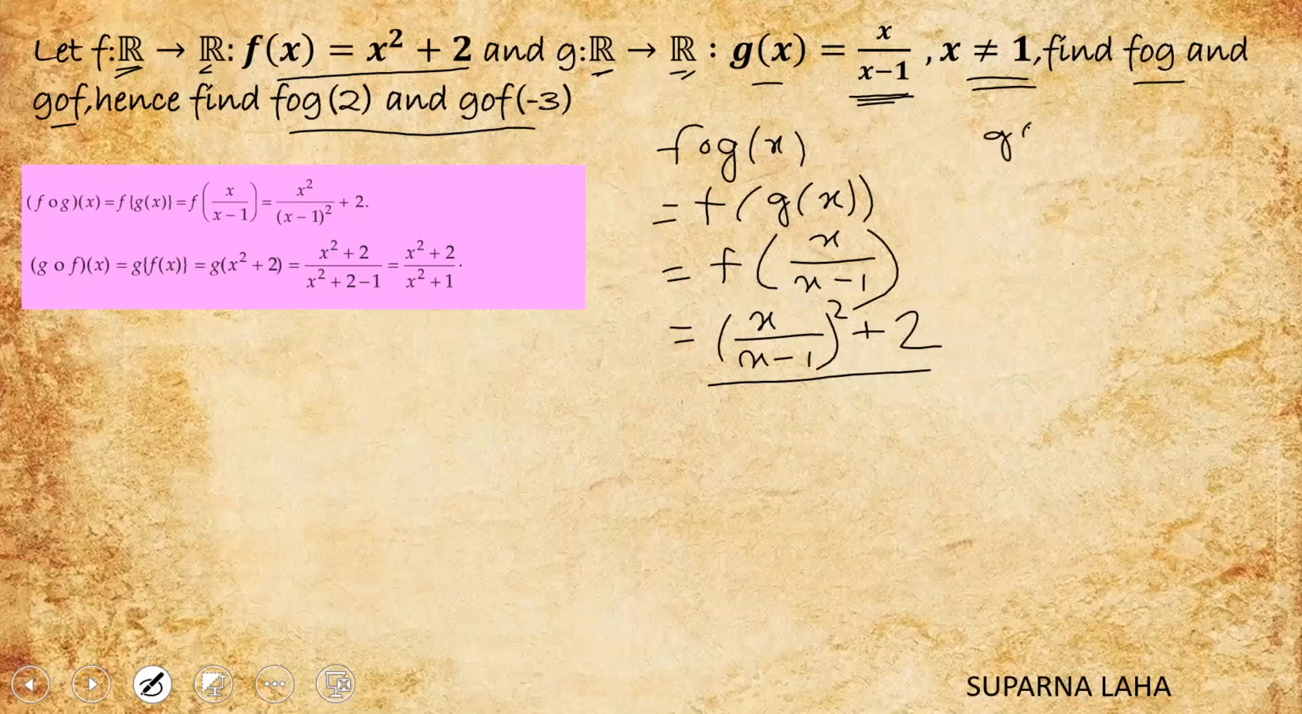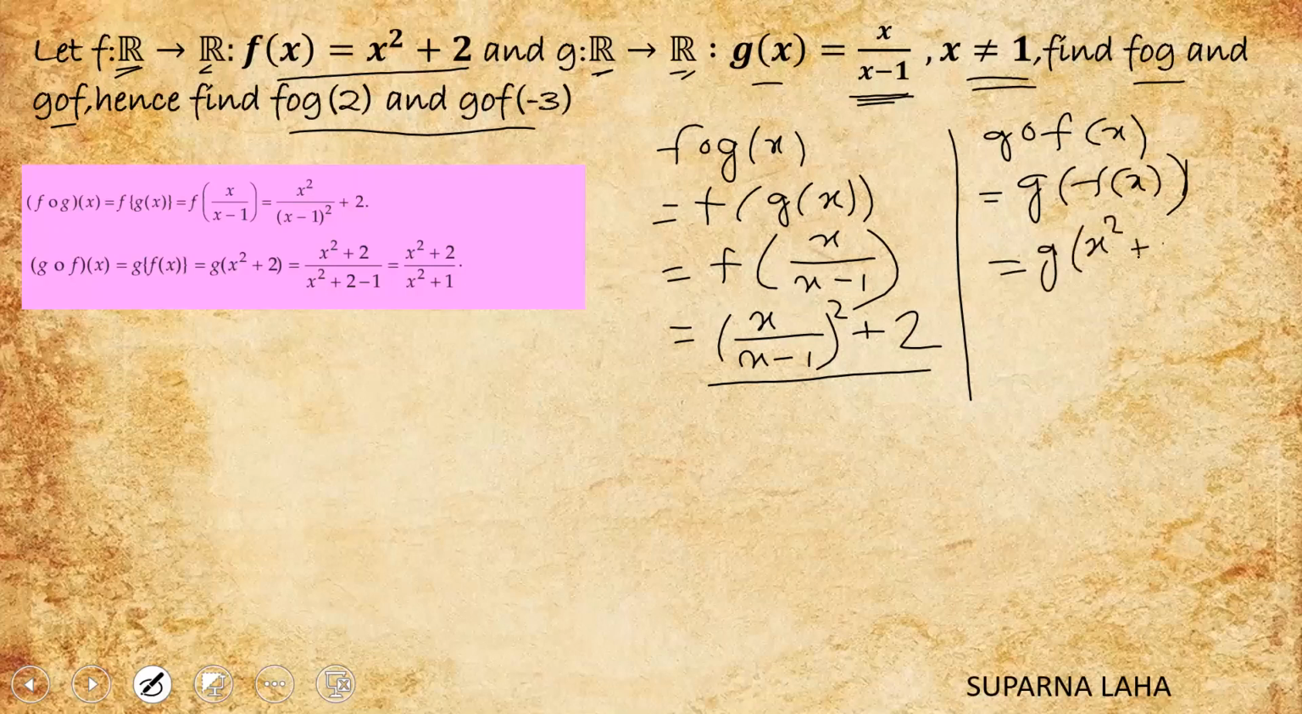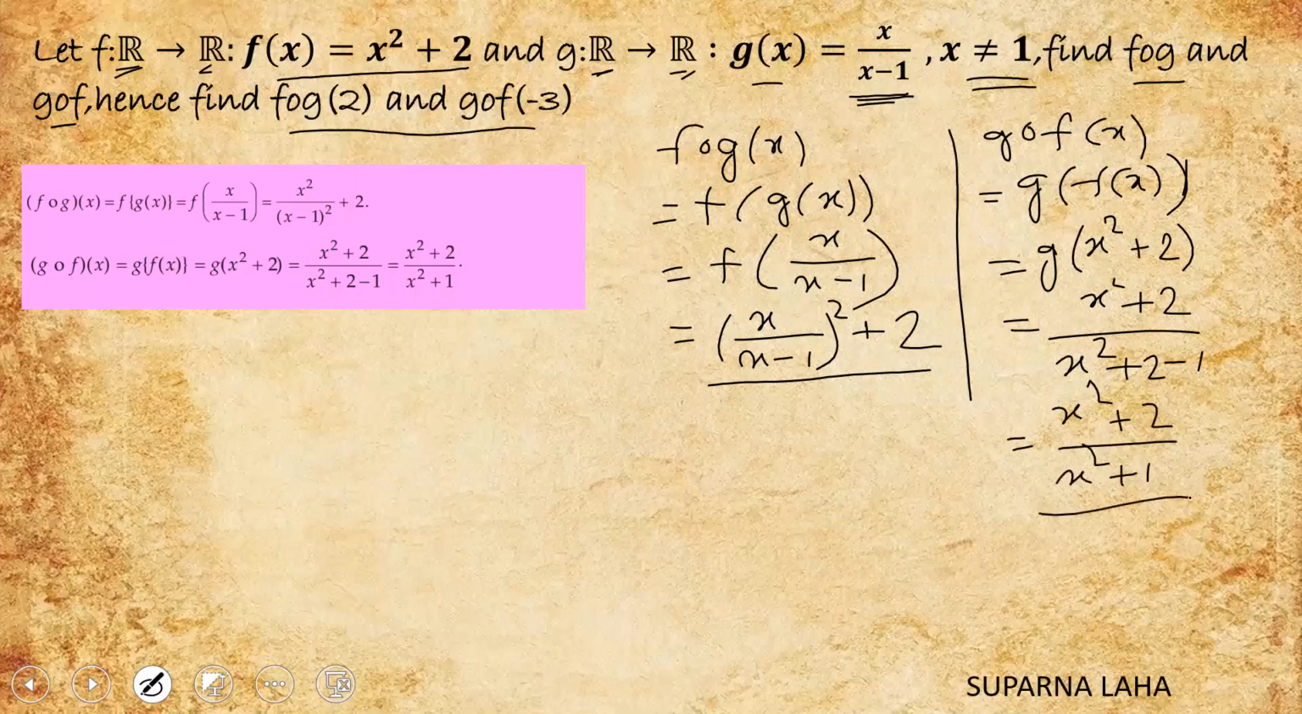Now what is g of f? g of f of x. What is f of x? x square plus 2. So g of x square plus 2. Now what is g of x? If x is the input, then x by x minus 1 is the output. So here it is x square plus 2 by x square plus 1 is the function. So now check these two values and find the answer.